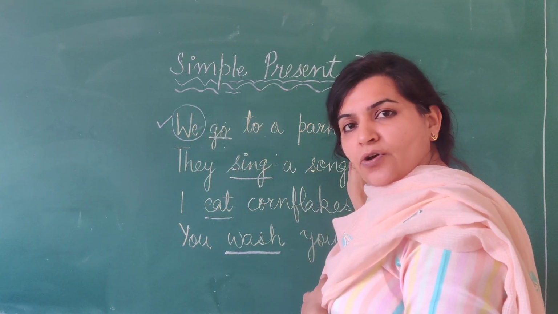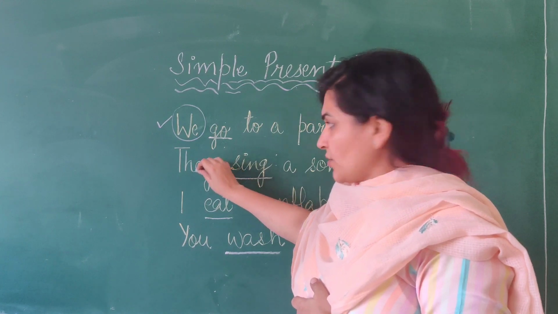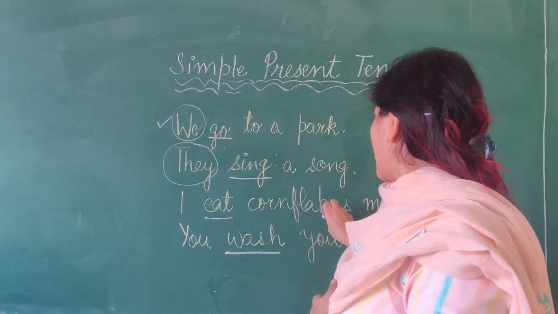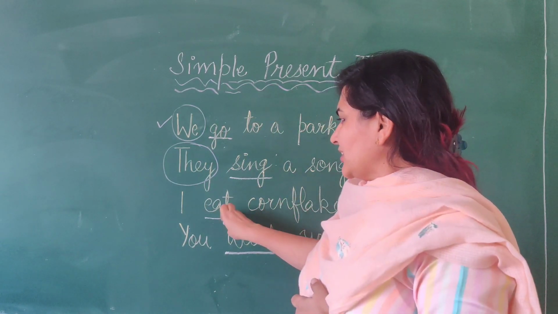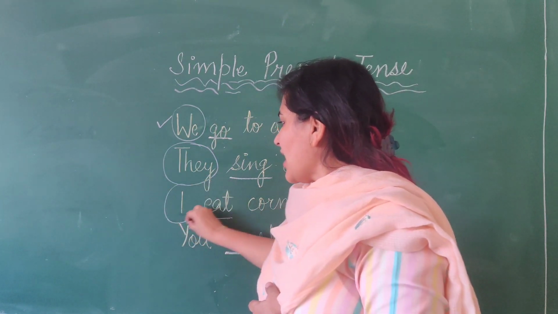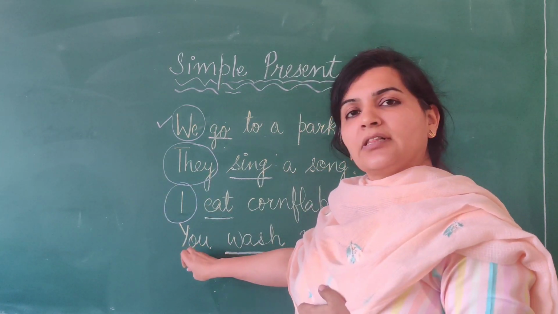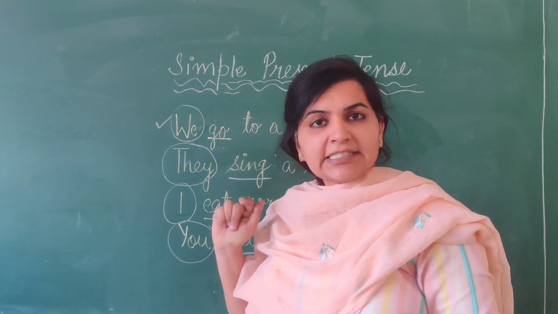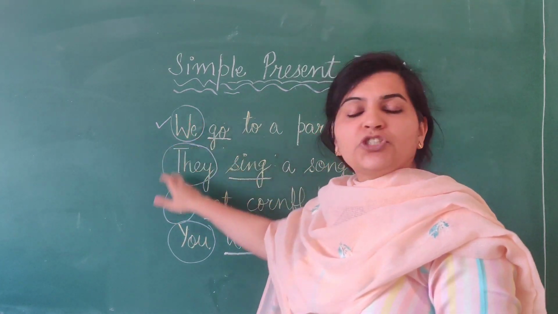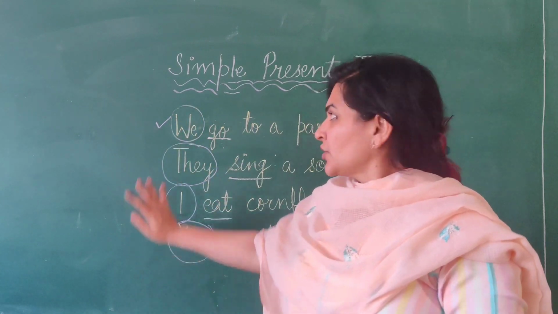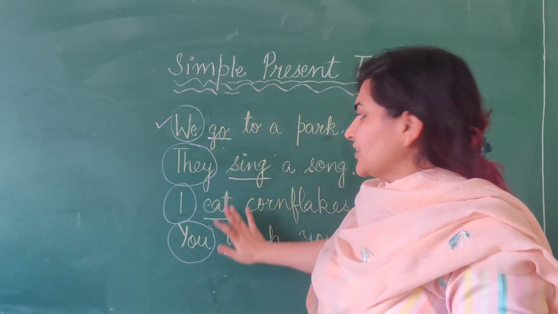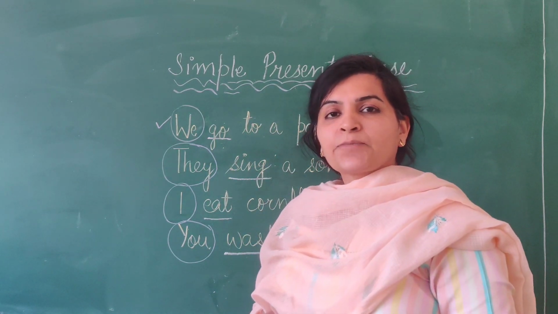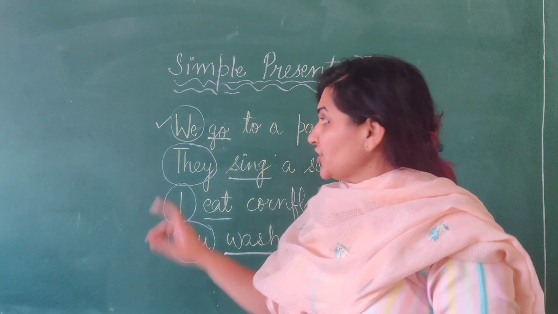They sing a song. Who sings the song? They. I eat cornflakes mostly. Who eats? Who is that? I. And last is you wash your hands. Here it is you. So these are also called subjects. What are these called? Subjects. So these are the subjects. These are the actions, means verbs. Everything else follows. Right?